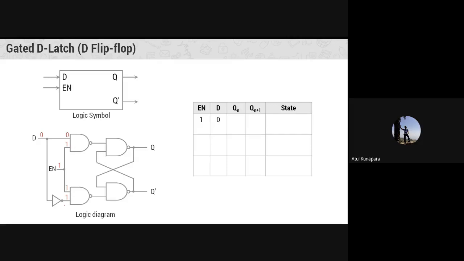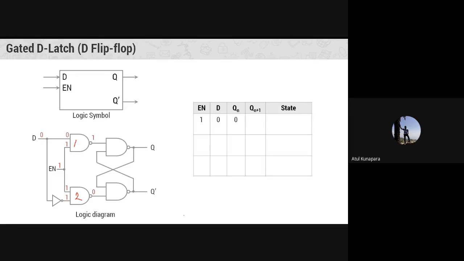The 0 and 1 will come to the NAND gate. Let me give the numbers of the NAND gates here. I can give NAND gate number 1 here, NAND gate number 2 here. You can see that the input of NAND gate number 1 is 0, 1, and the input to NAND gate number 2 is 1, 1. So what will happen to the latch? Your latch will get 1, 0 here.